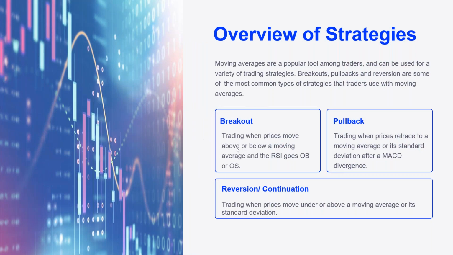Now, a little bit of an overview of the strategies. Moving averages are popular, of course. They can be used for a variety of trading strategies. Breakouts, pullbacks, and reversions are some of the most common types of strategies that traders use with moving averages. Breakout, when price moves above or below a moving average, and the RSI goes overbought or oversold. Pullback, when prices retrace to the moving average or a standard deviation, if we're looking at the Bollinger Bands, after a MACD divergence. After a MACD divergence, we always look for these signals, guys. And reversion or continuation, because both can be traded when price moves under or above a moving average or its standard deviation.